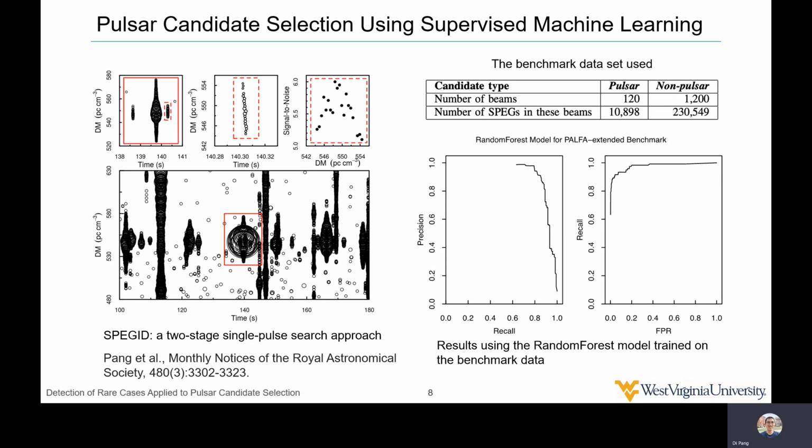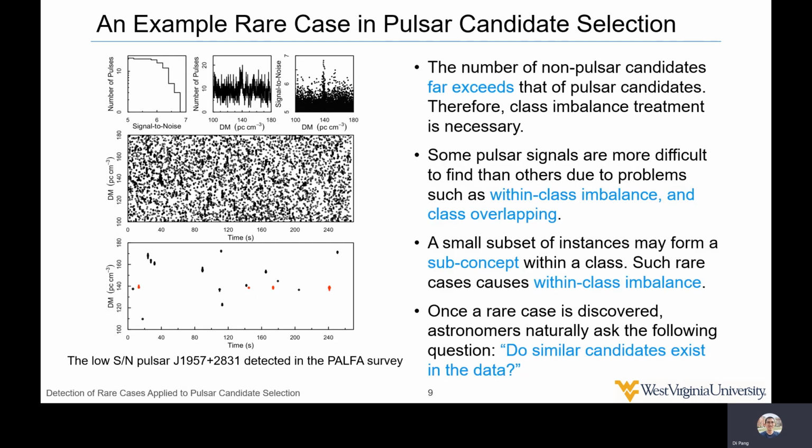Although our approaches achieve a fairly high recall and reasonably high precision, we found some pulsars are more difficult to find than others due to problems such as within-class imbalance and class overlapping. These pulsars may form a subconcept within the pulsar class. One example would be the weak pulsars shown on the left. It can be seen that, especially in the bottom subplot, the pulses are plotted in red. They are so weak that it is very difficult to differentiate them from noise.